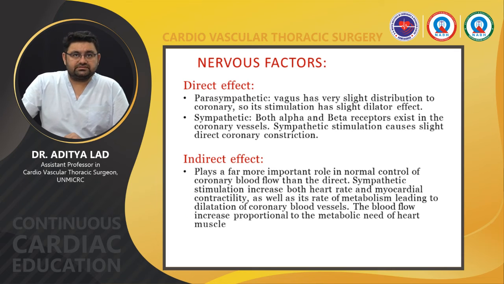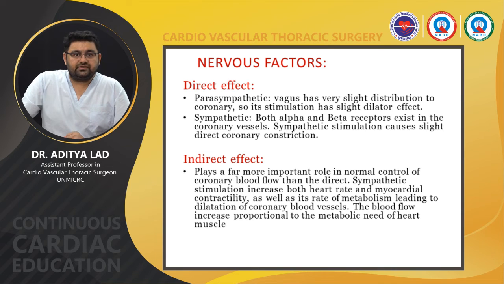Now, the nervous factors. There are mainly two effects, one is the direct effect and the other one is the indirect effect. The direct effect is through the parasympathetic and sympathetic systems. Now, the vagus has a very slight distribution on the coronary vessels, so its stimulation has a slight dilatory effect, whereas the sympathetic, which acts through alpha and beta receptors, exists in the coronary vessels. So, sympathetic stimulation will cause slight direct coronary constriction.